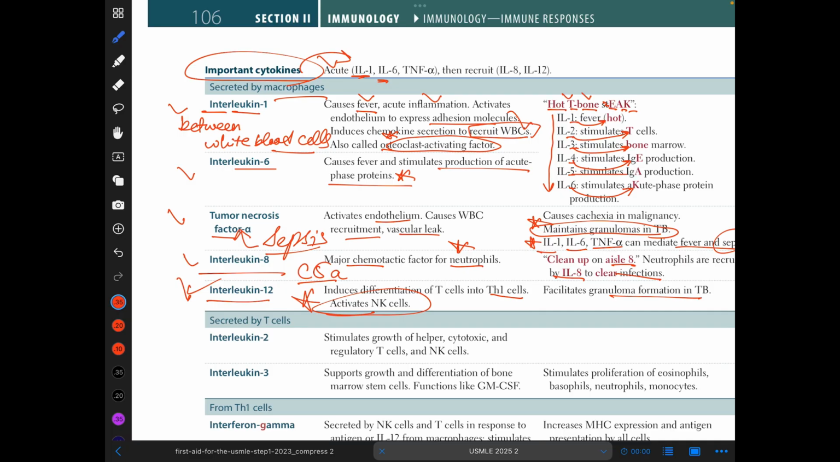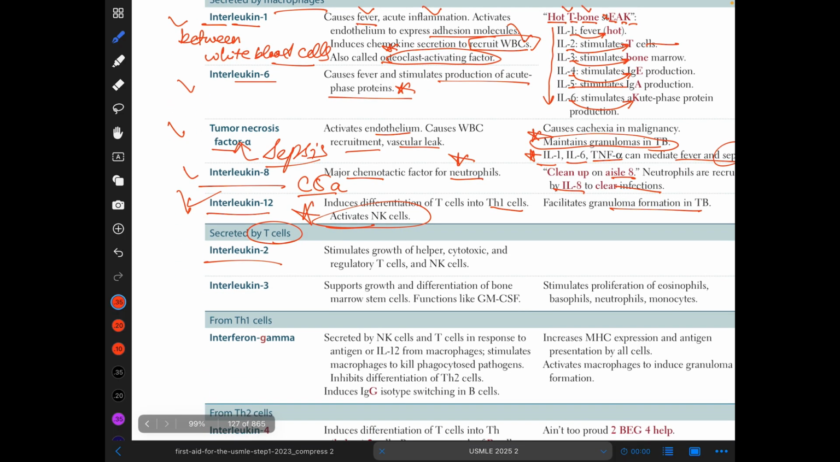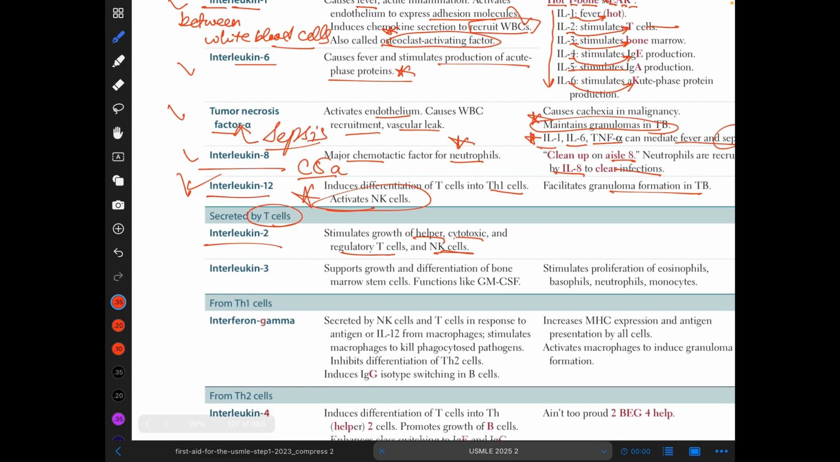Now we are going to the interleukins secreted by T cells, that is interleukin 2. We know it stimulates the T cell. It stimulates the growth of helper, cytotoxic and regulatory T cells and natural killer cells. Interleukin 3 is going to support the growth and differentiation of bone marrow stem cells and functions like CSF. They stimulate the proliferation of eosinophils, basophils, neutrophils, and monocytes.